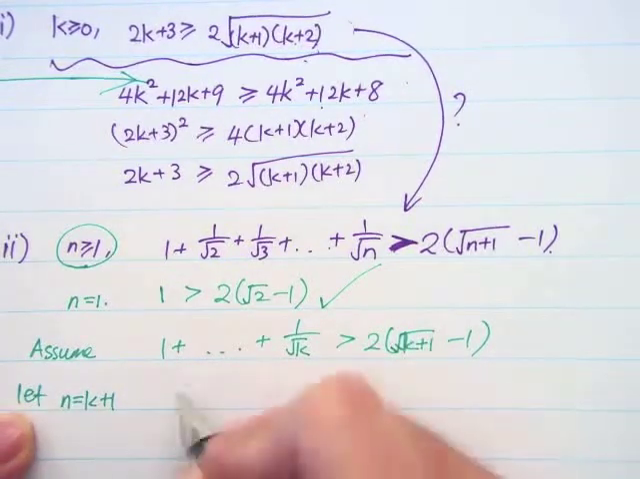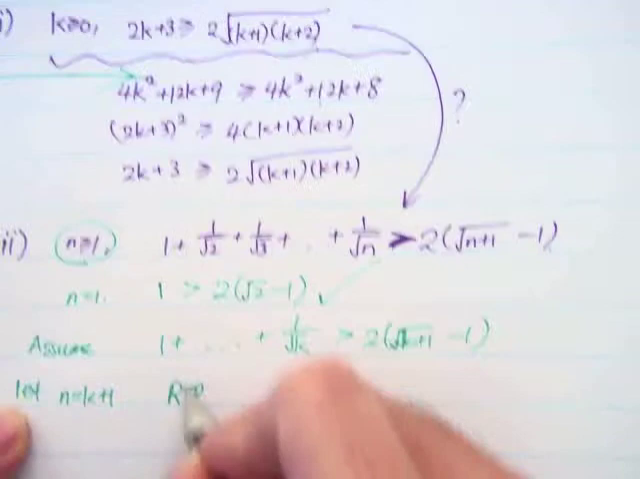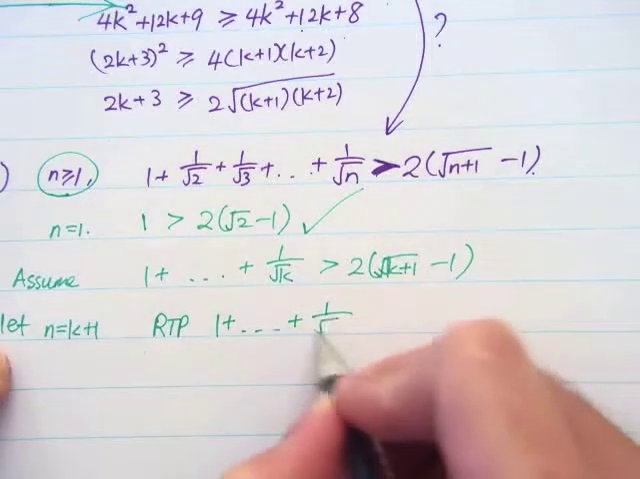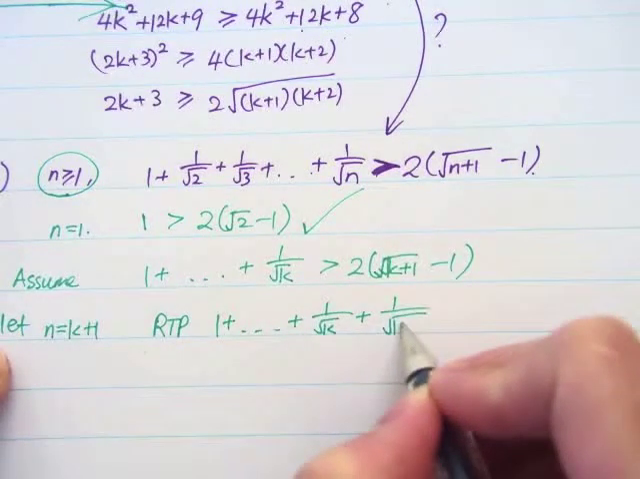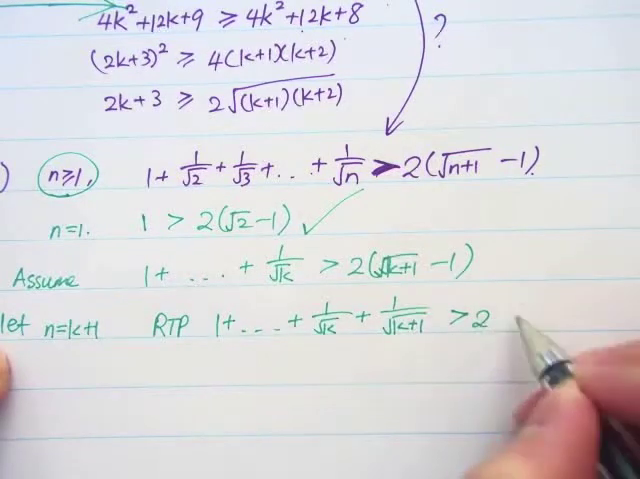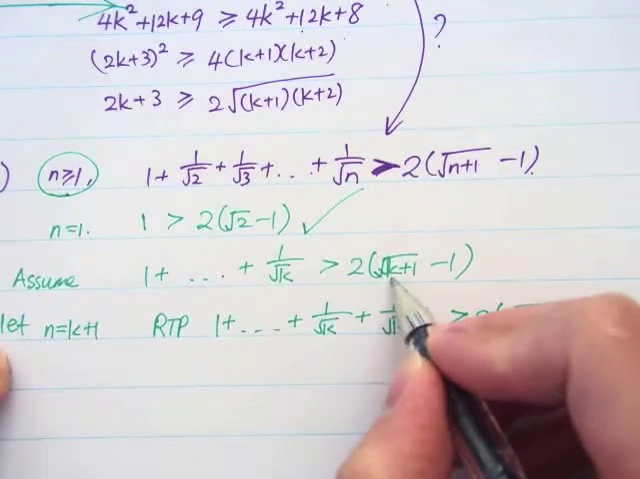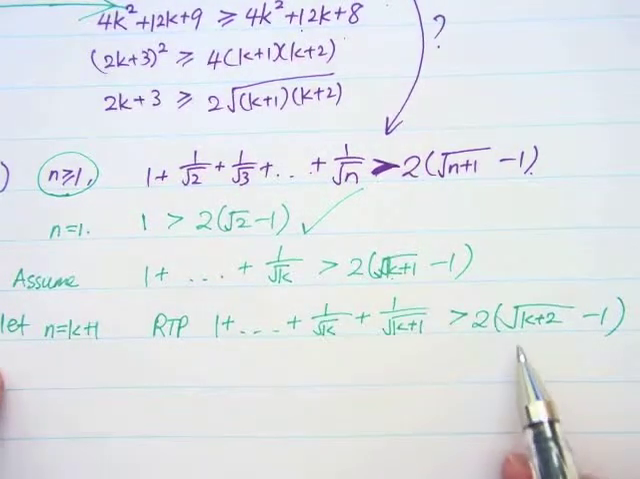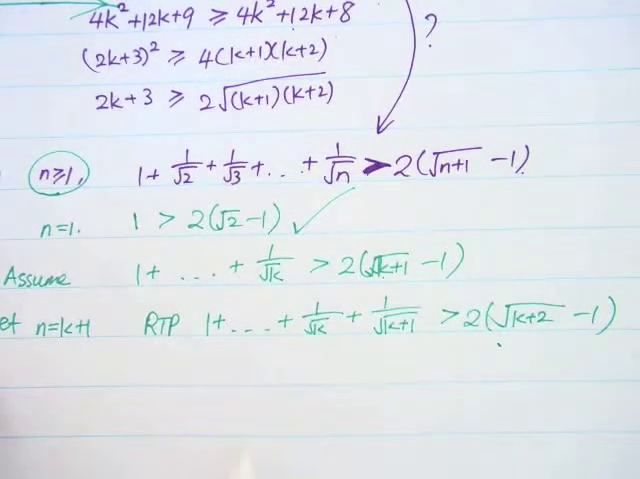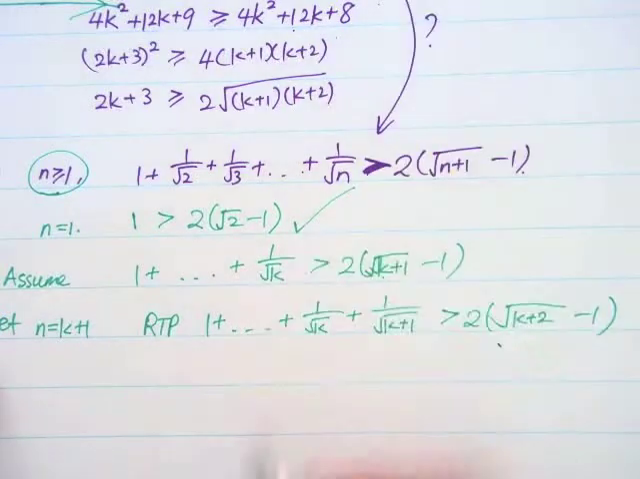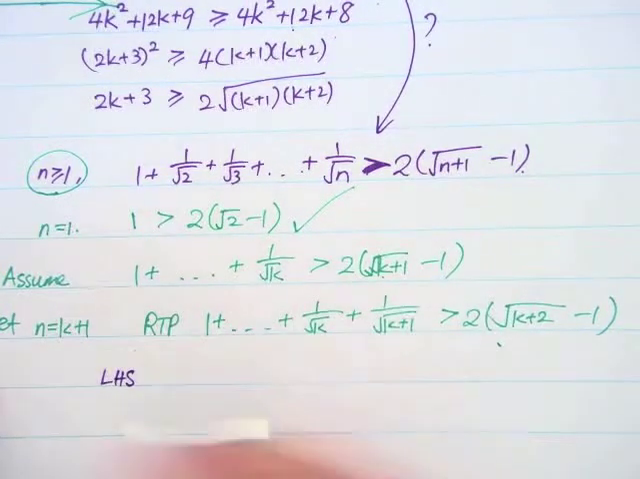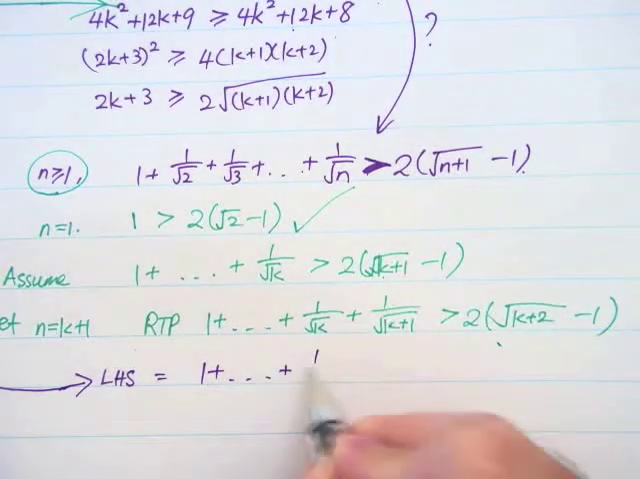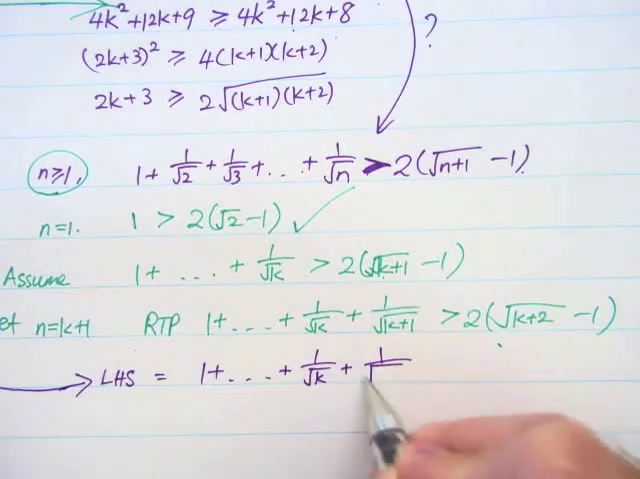So when you let n equal k plus 1, you're asking yourself, is this true? Can I prove that 1 plus everything up to 1 on root k plus the next one, 1 on root k plus 1, is somehow greater than 2 root of k plus 1, minus 1? Now n is k plus 1, so it's k plus 2 minus 1. Is this going to really work? Well, fortunately, what we do know is that the left-hand side, and this is where we use the assumption now, is equal to 1 plus everything up to 1 on root k, plus 1 on root k plus 1.